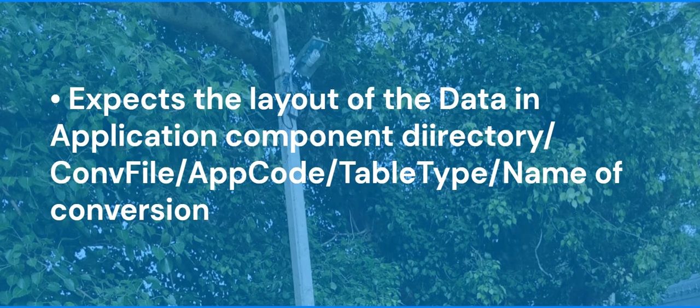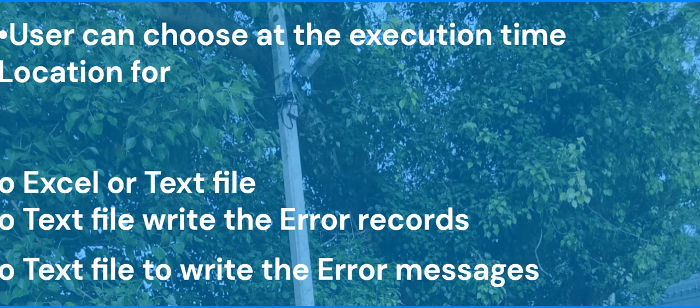The program expects the layout of the Excel file or delimiter separated text file to be specified in a text file. By convention, this should be in a given location, where the table type is master, transaction or parameter. The user can choose, at execution time, a location for changing the default locations. The inputs are an Excel or text file, a text file to write the error records, and a text file to write the error messages.